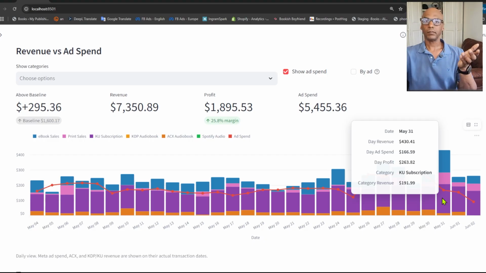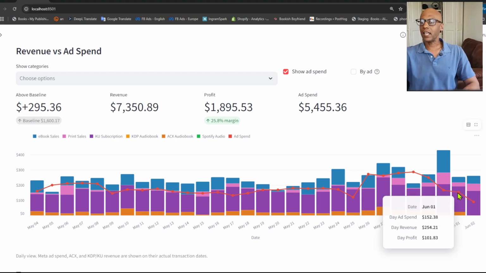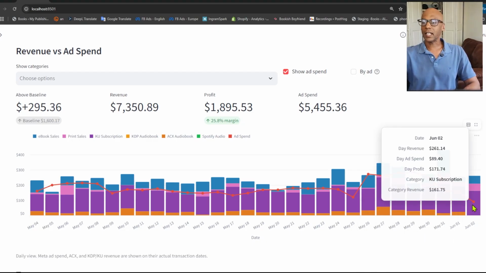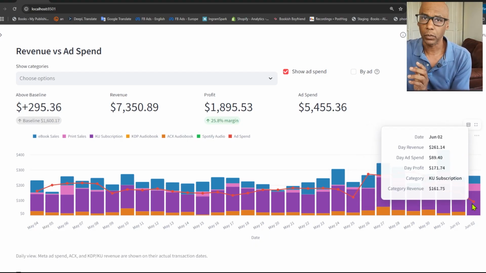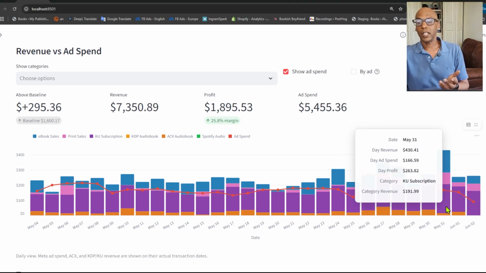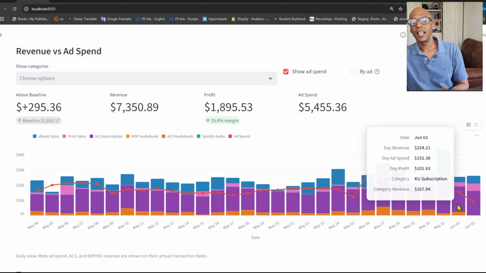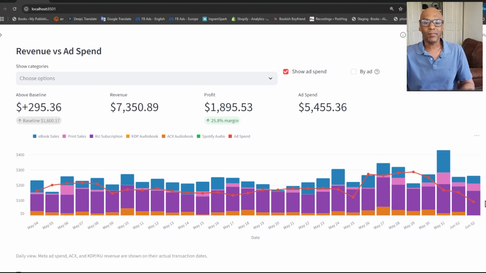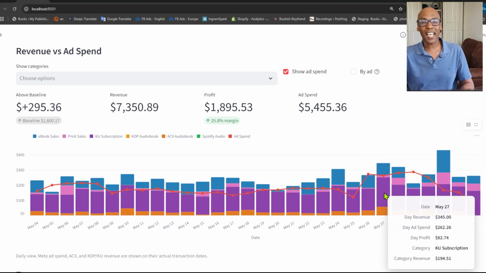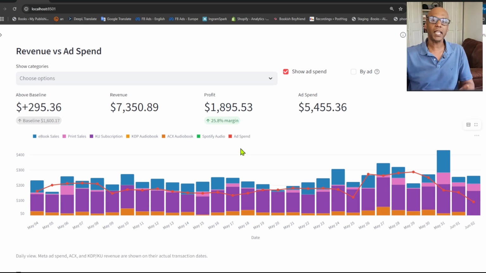$260 in profit. Great. The next day was $100 in profit. The next day was $171 in profit. And this is on strategy number 2. So it seems to be working. It seems to be handling it more conservatively and making me more money.